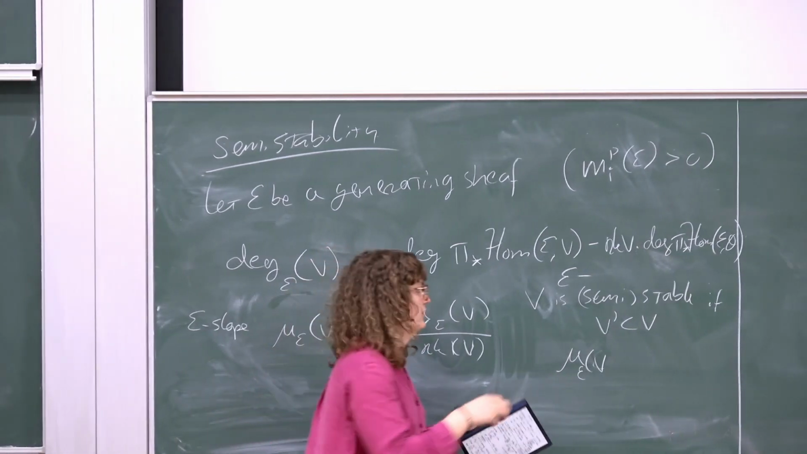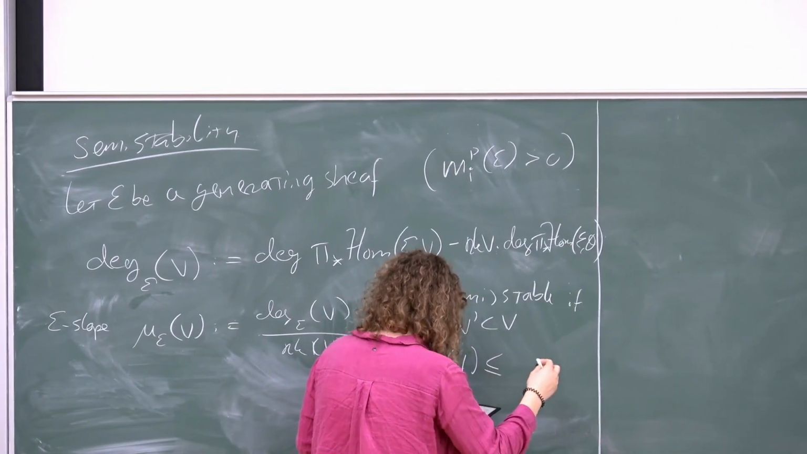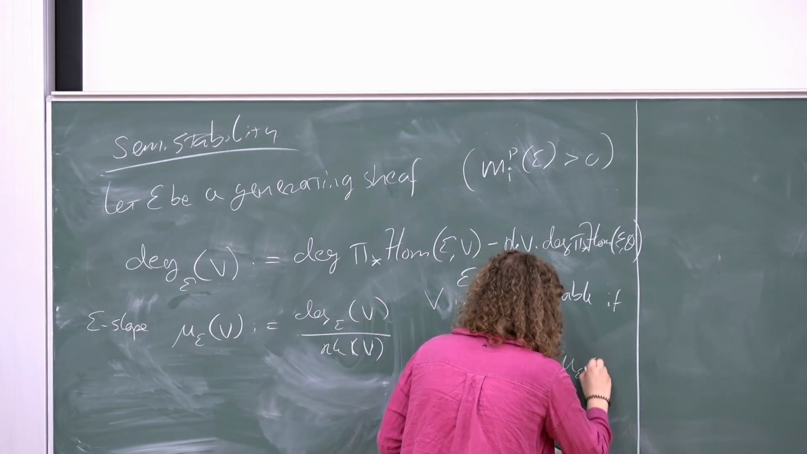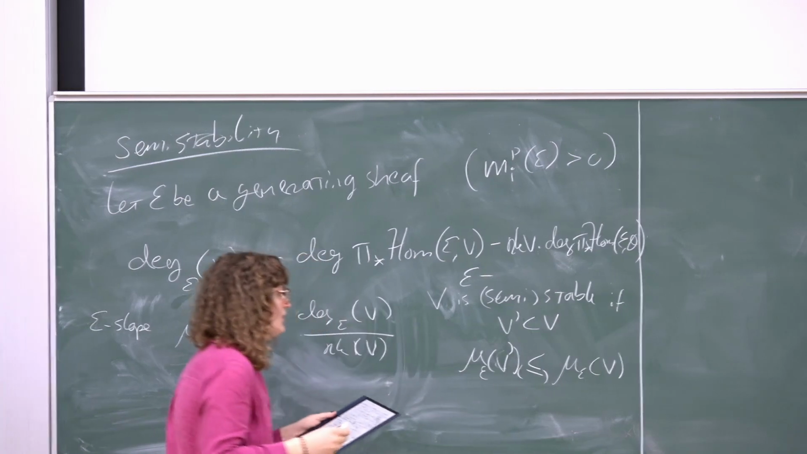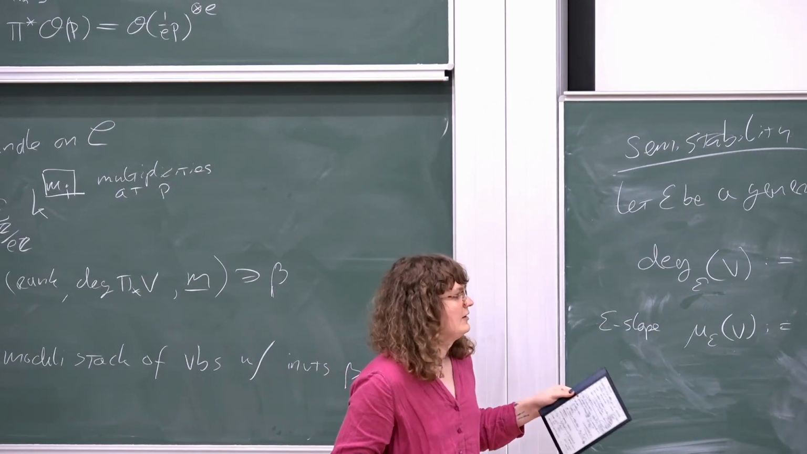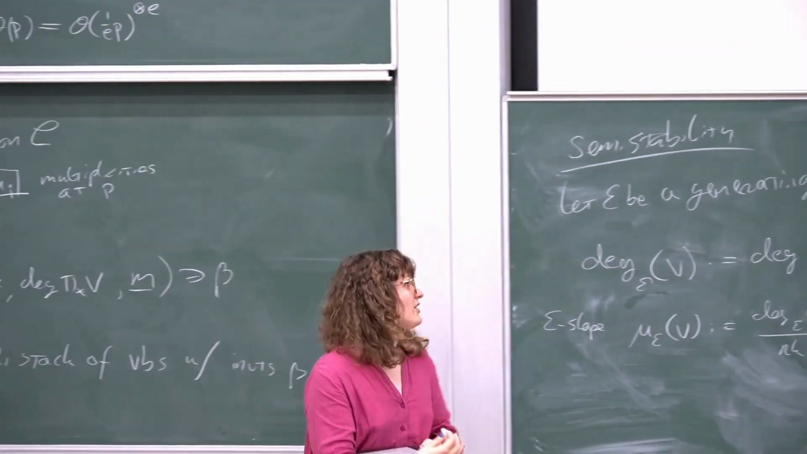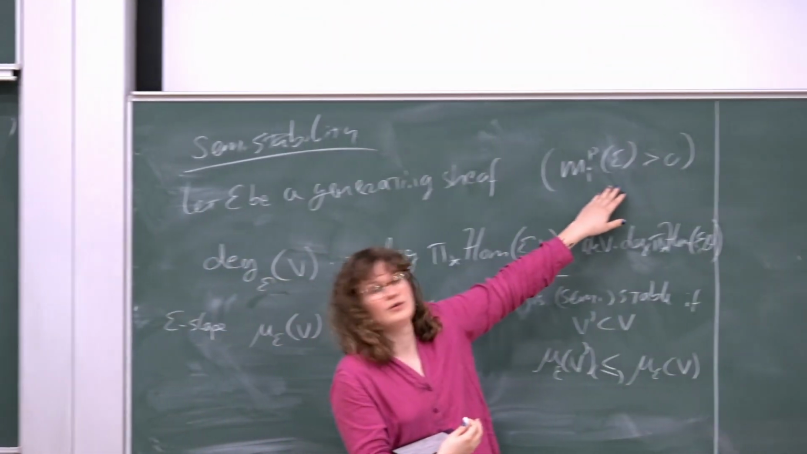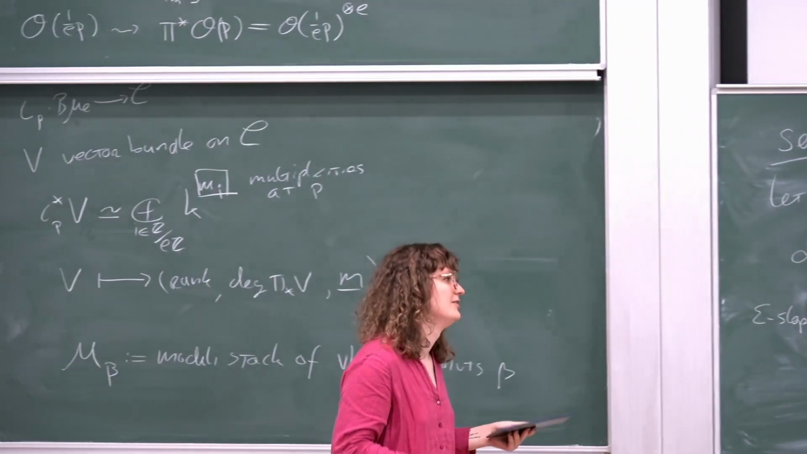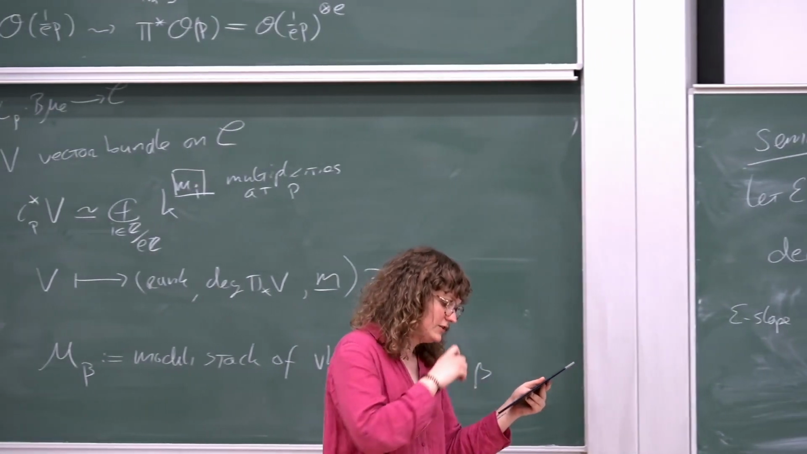So this really depends on the bundle. Yes, for all sub-objects, we should have that their slope is smaller. Okay, so I say this stability condition depends on the bundle. Actually, it only depends on the multiplicities. This is something nice to have. These are annoying computations, but it ends up only depending on multiplicities.